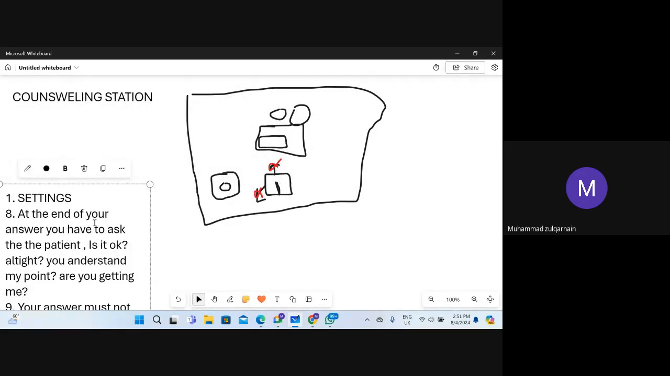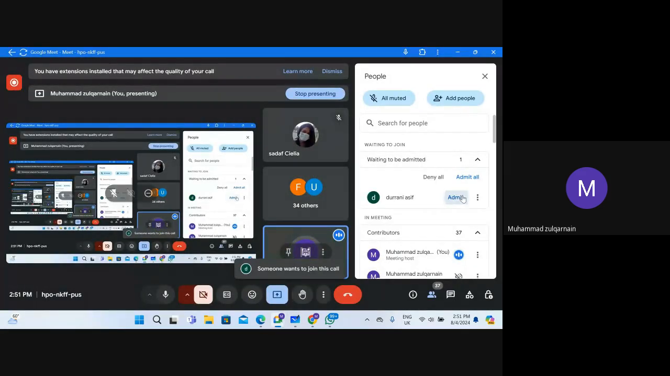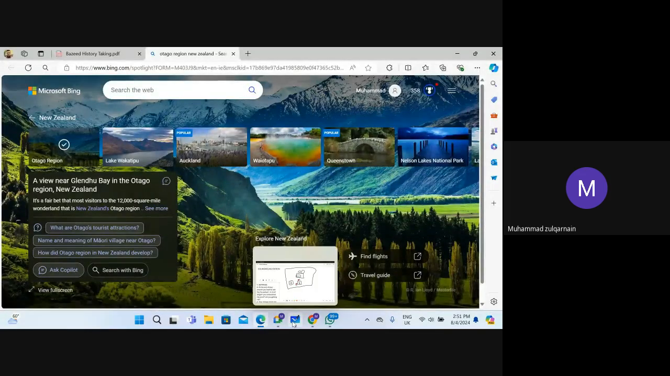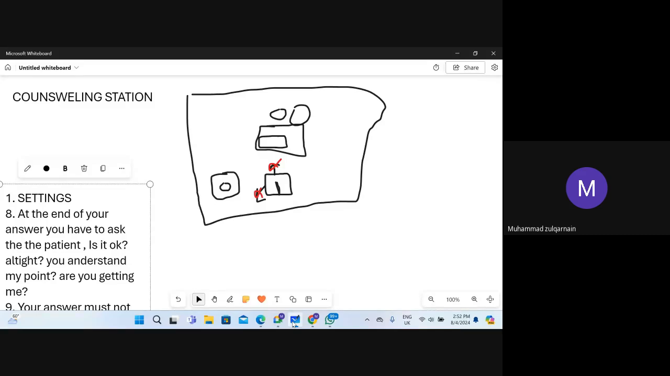So your answer must consist of 2 to 3 sentences. After every 2 to 3 sentences, ask the patient, is it okay? Are you understanding my point? So that when you ask, he or she has understood what you have told. This is very important. You are completing one conversation, answering one question, and then asking the patient, have you understood my point? Is it okay for you?